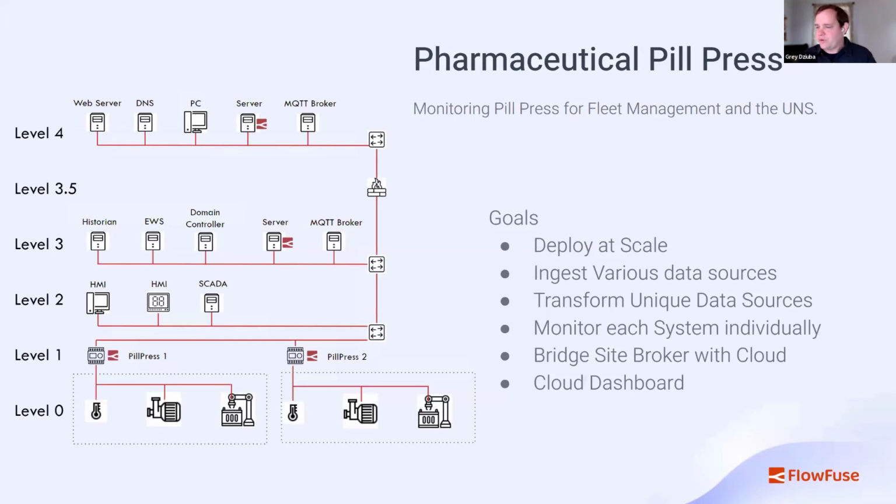So what we're going to be talking about today is an example of a pharmaceutical pill press application. You can think of it as discrete manufacturing where you have these pods of similar systems doing the exact same thing, in which there might be some unique variables that change between each of the systems, but fundamentally they're identical.